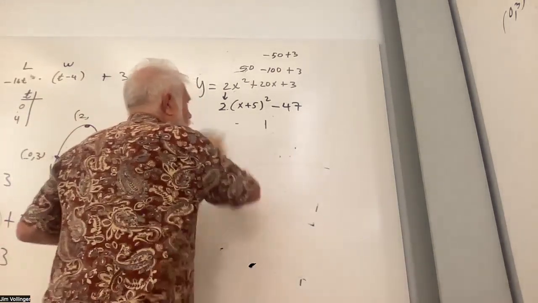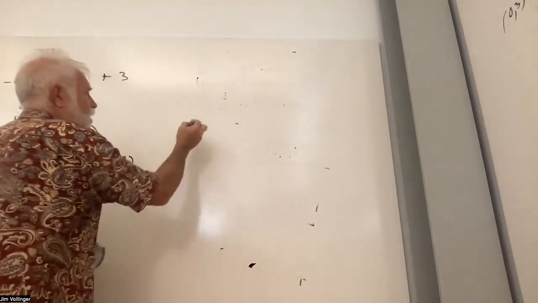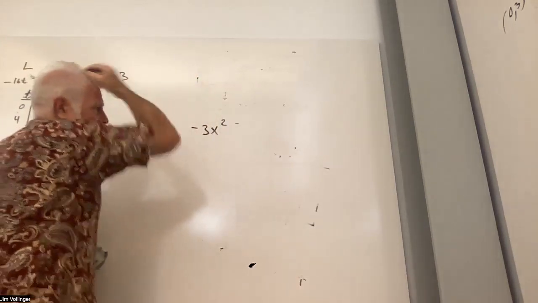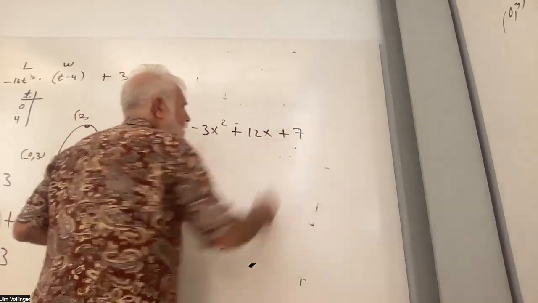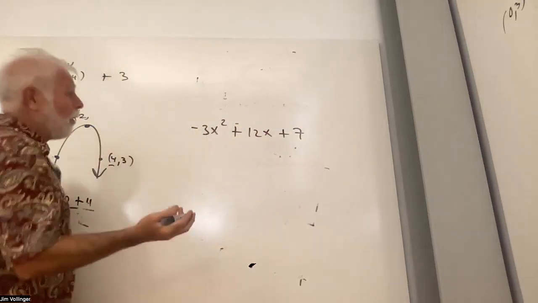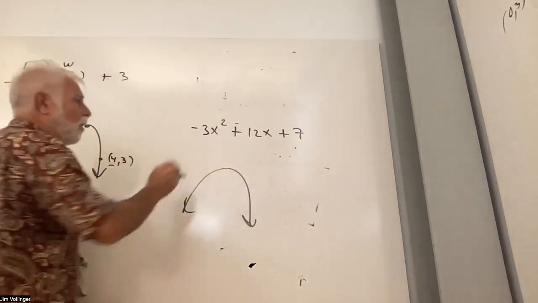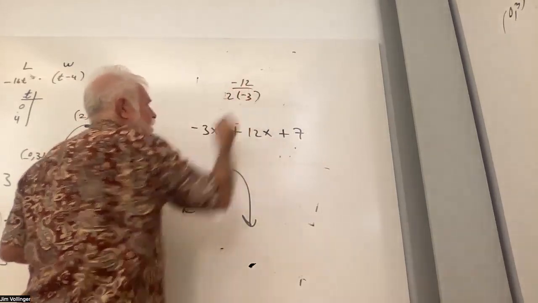Sketching. Let's try a negative this time. Let's do minus 3x squared plus 12x, and how about plus 7? All right, so what do I know? I know it's cup shaped down. I know I want to do minus 12 over 2 times negative 3.